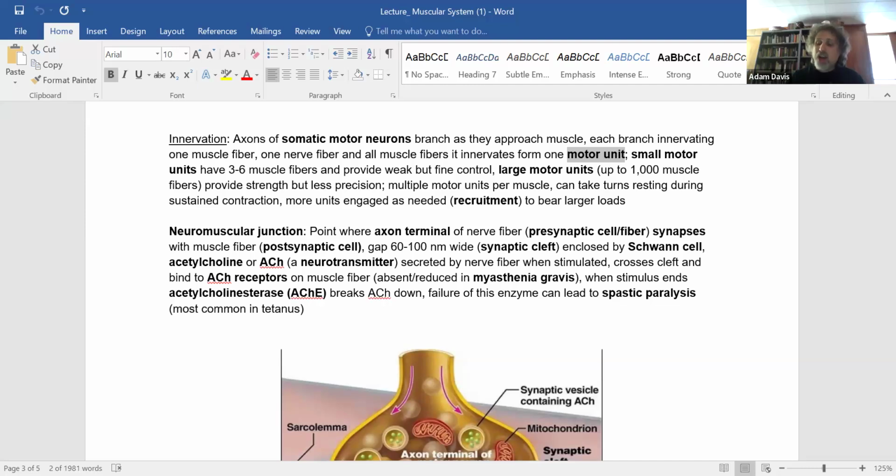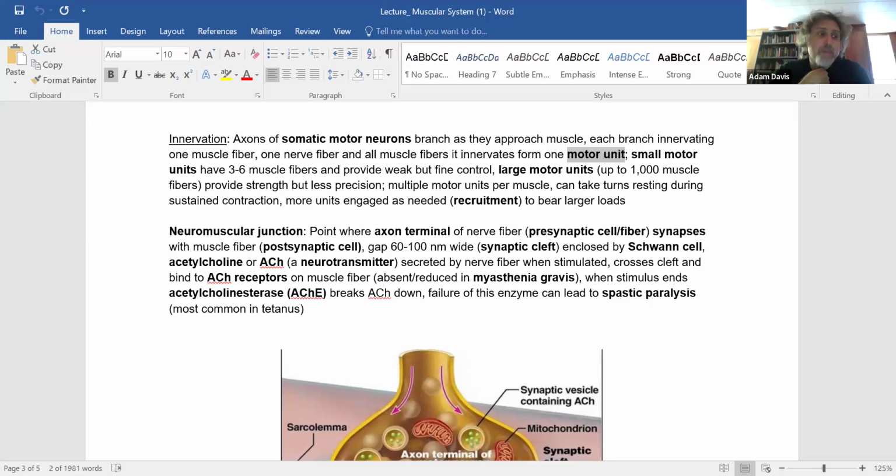So when your body activates a muscle, basically what it's going to do is activate motor units one by one until it activates as many as are needed to shift the load that it's trying to shift.